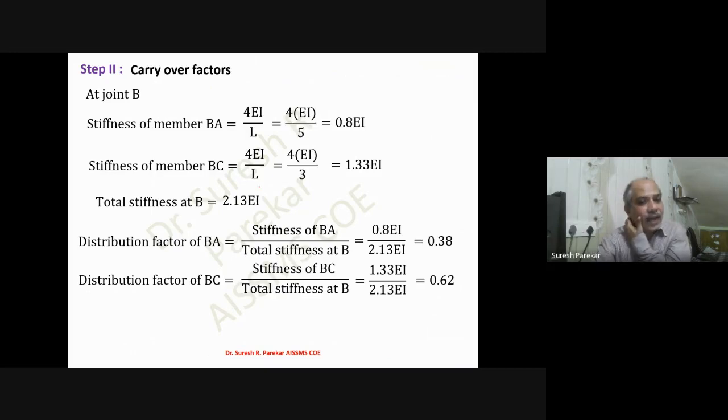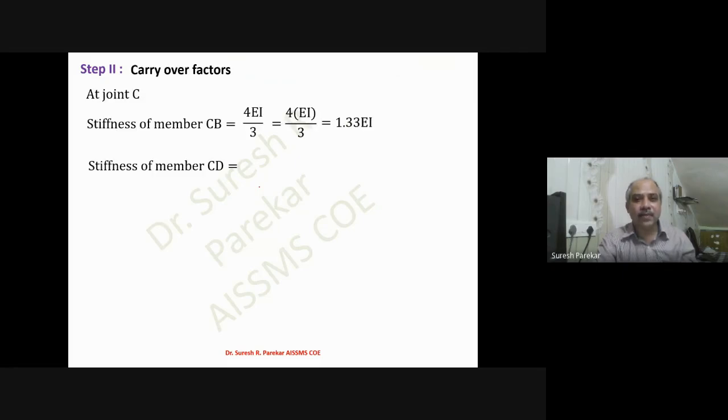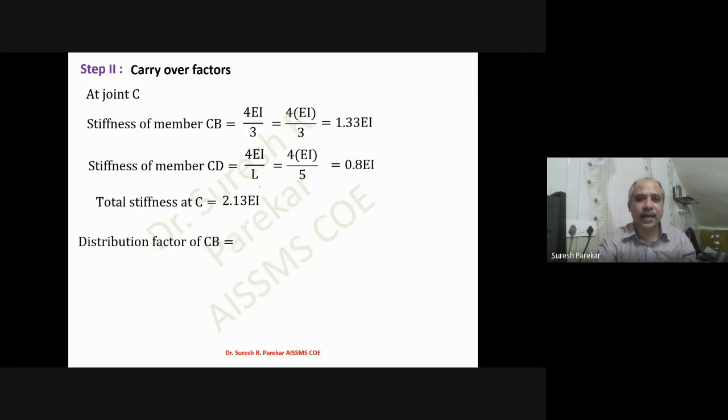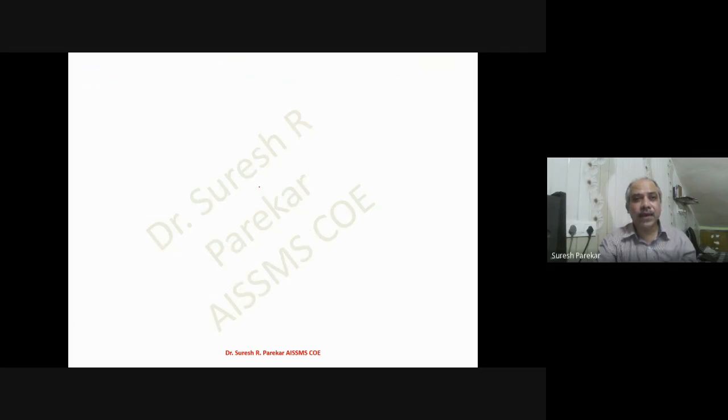Now, once we are with this distribution factor for joint B, we will go for joint C in the same way. We have now here CB 4EI upon 3, and CD is 4EI upon L, and we will have the same thing again, no change, and then values only in this fashion. And now we will go directly to non-sway analysis.